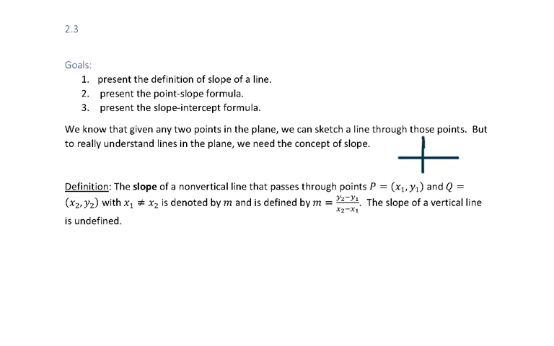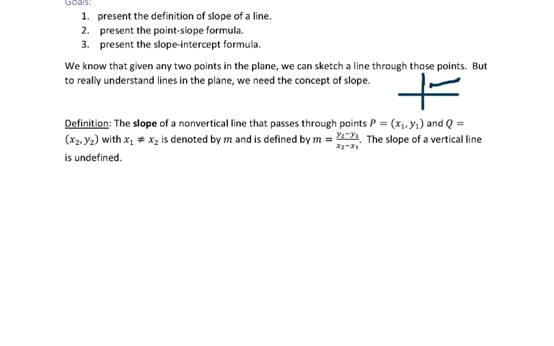Now, as you probably already know, if you have any 2 points in the plane, you can always connect them by a straight line. But to really understand lines, we need the concept of what a slope is. And that's what the definition down here is giving us: any non-vertical line has this concept of a slope. So let's do some graphing here.